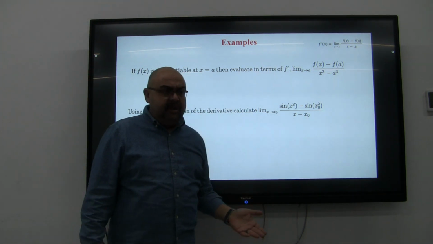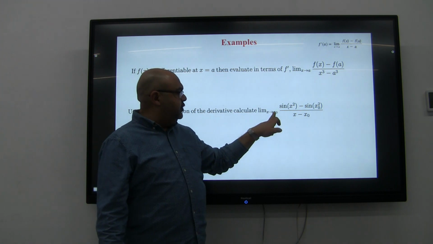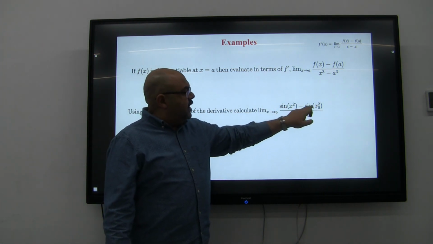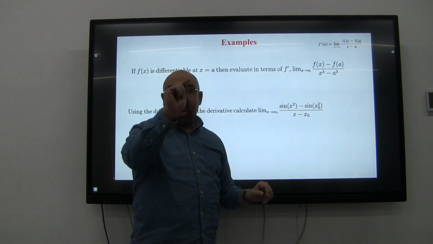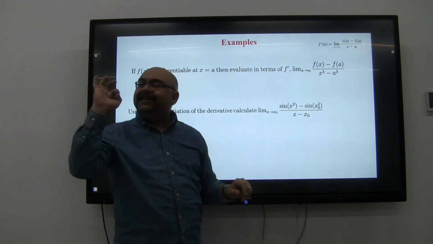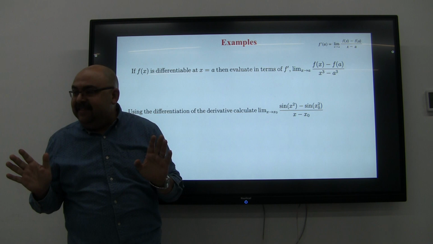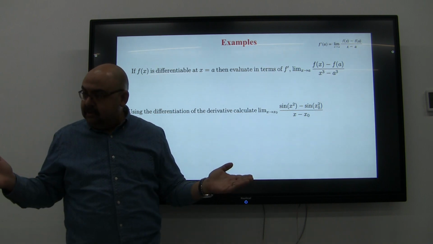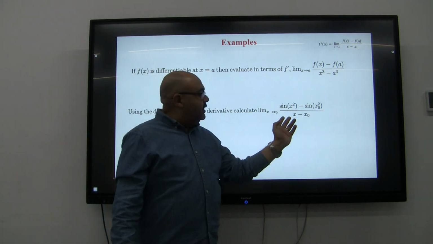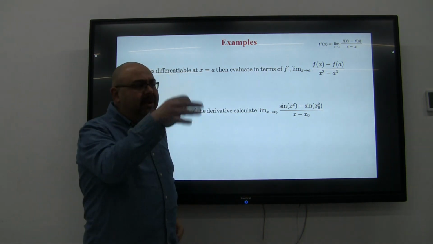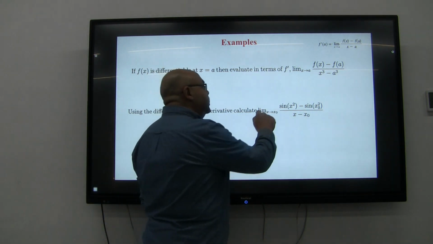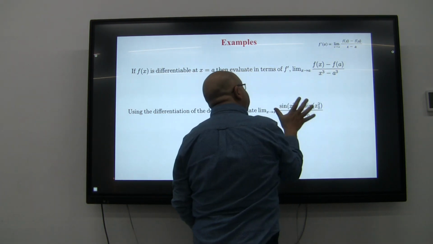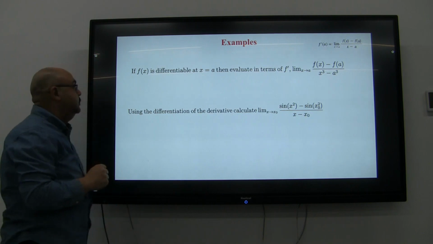What is the difference? Here it states the limit as x tends to x naught of sin x squared minus sin x naught squared, divided by x minus x naught. Of course, x sub 0 means a particular point. It's like a, but f of x is the general function. I need to see this form from that form. How to do it?